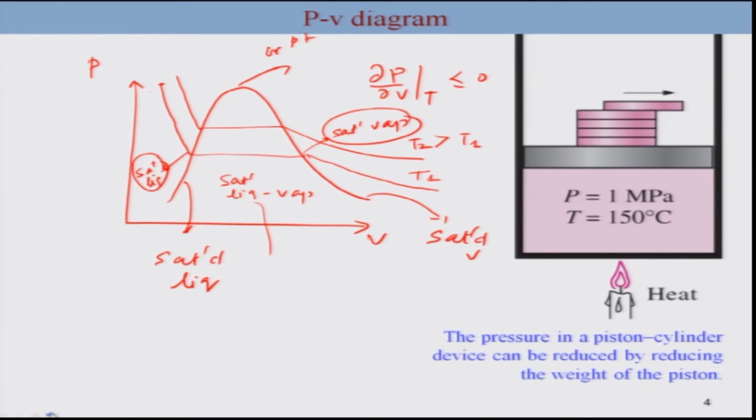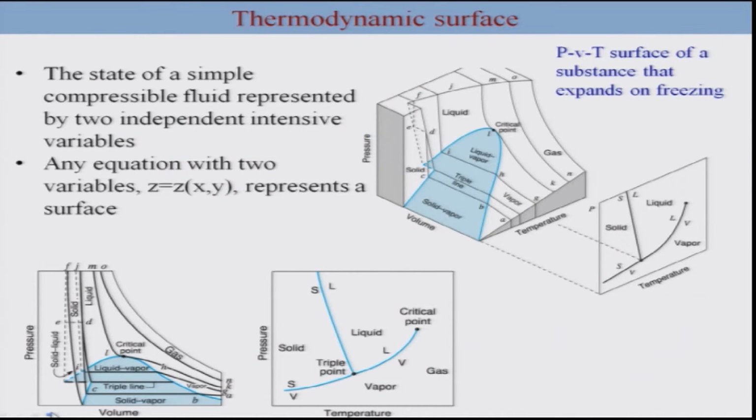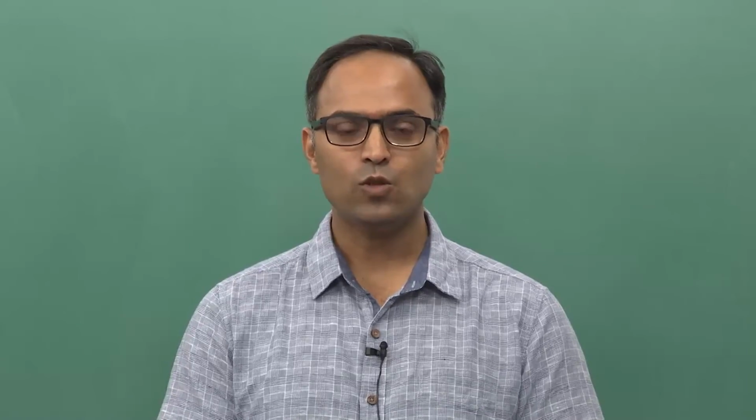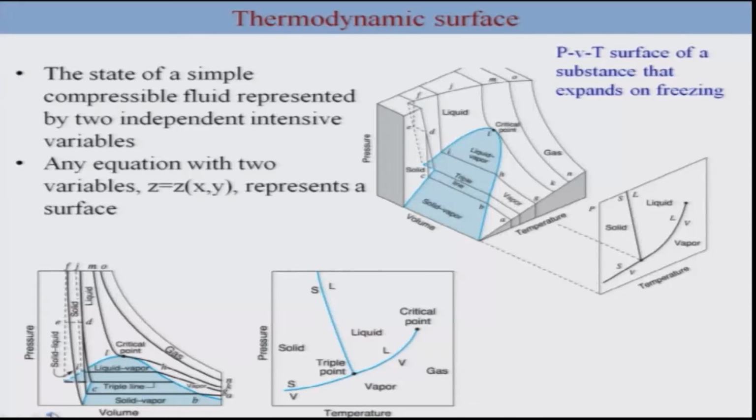Now we are aware of the fact that a state of a simple compressible fluid is represented by two intensive variables like temperature and pressure, right? And so any mathematical function which you represent in terms of two variables can be represented by a surface. So thus the PVT surface of a substance would be a more complicated diagram as shown in this case. So pressure, volume, temperature. And here, for example, you can clearly see there are many regions.